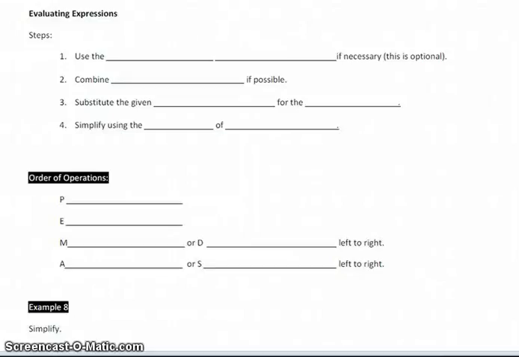Hi, and welcome to the last video on this note-taking guide. We're going to be discussing evaluating expressions, formulas, and using the order of operations.